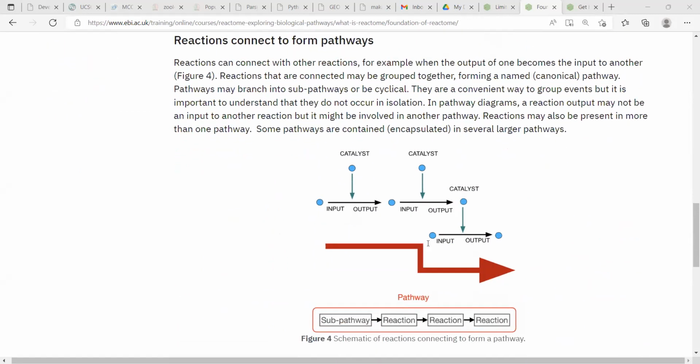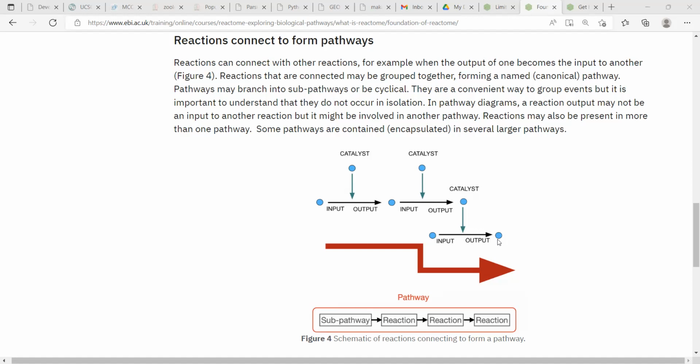Okay. Similarly, here reactions connect to form pathways. That means here one substrate is forming a product. That product is again the substrate of a reaction, and that is again forming another product, which is a catalyst here, and that is regulating another reaction, and one substrate is being converted to a product. So many different types of relationships may exist in a reaction pathway, that you should remember.